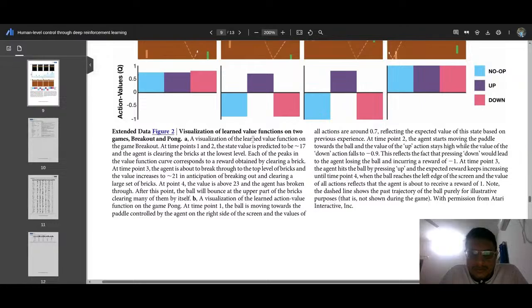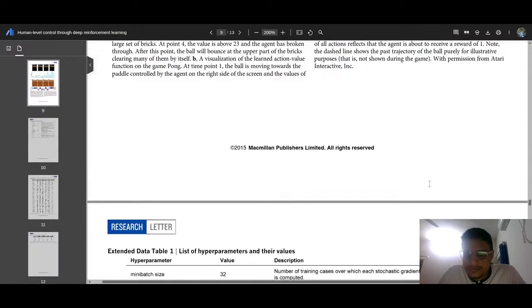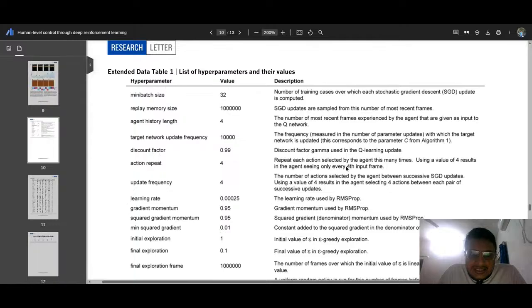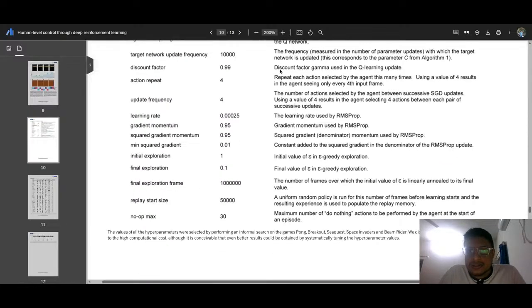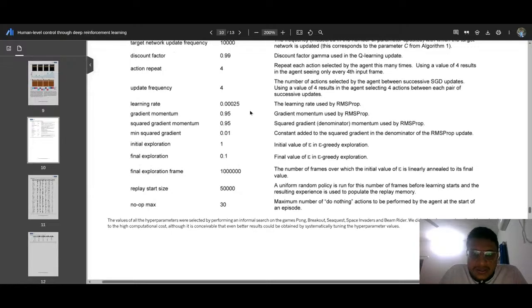Visualization of learned value function on two games, Breakout and Pong. Visualization of learned action value function on the game Pong, moving toward the paddle controlled by the agent on the right side of the screen, and the values of all actions around that. So minibatch size, replay memory size, agent history length, and target network update frequency 10,000. Discount factor gamma used in the Q-learning update, and we can see the learning rate.